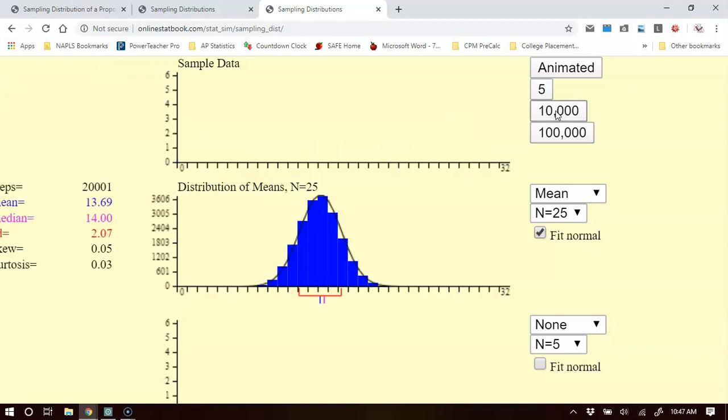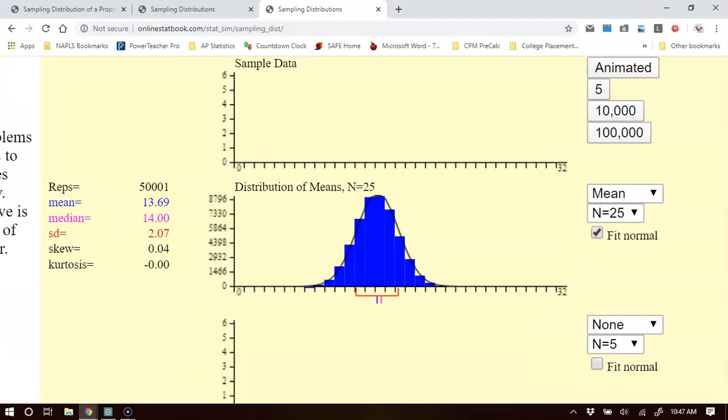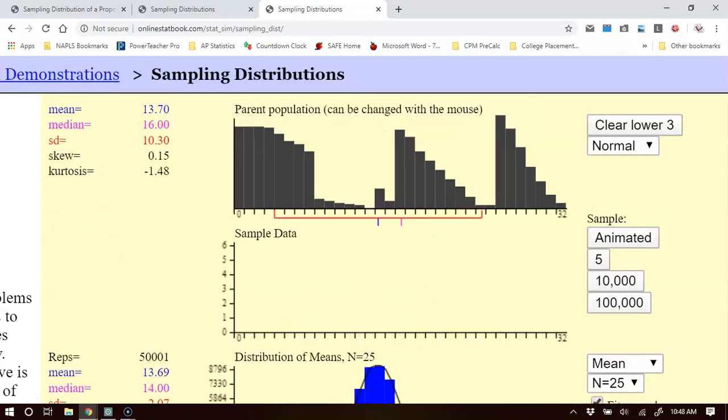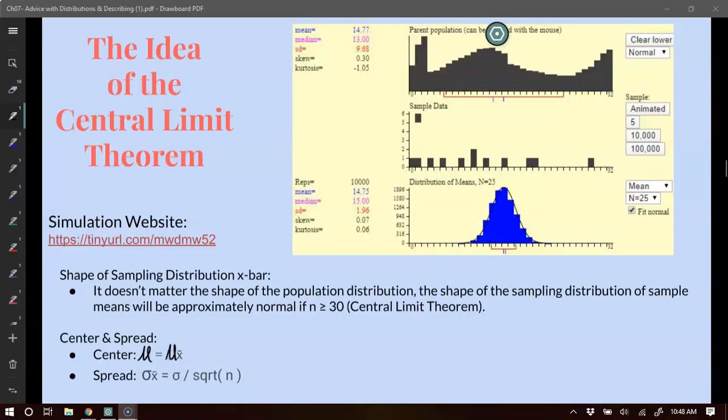And so even though I don't know the shape of the population, the shape of the sampling distribution of X bars is approximately normal. And what's nice is I see here the mean is 13.69 for this sampling distribution of X bars. So if I take a look at that, the mean for the parent is 13.7. They are so close to each other. And so there is that applet that deals with the central limit theorem. Overall, it doesn't matter the shape of the population distribution. The shape of the sampling distribution of sample means, X bar, will be approximately normal if the central limit theorem is met, which means the sample size has to be greater than or equal to 30.